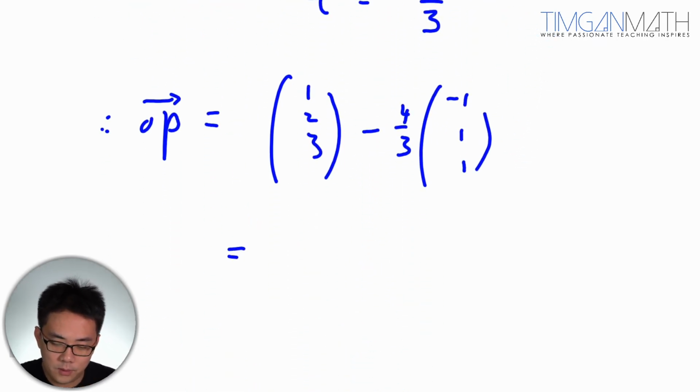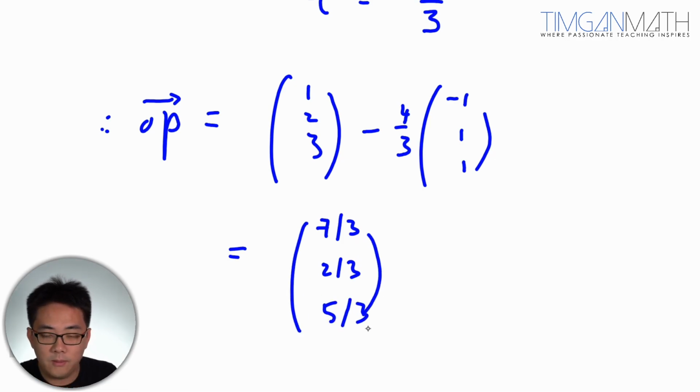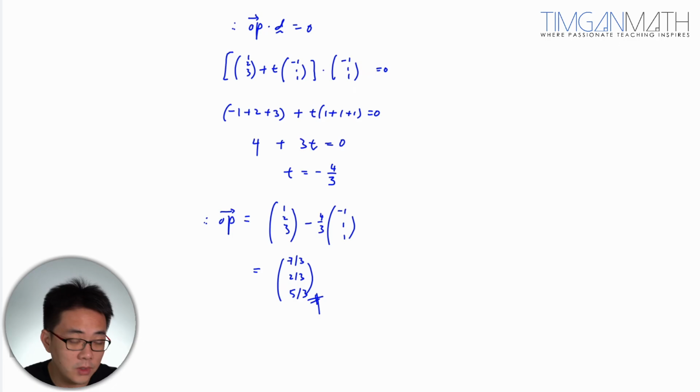So there you go. In calculator, 1 plus 4 over 3 will just be 7 over 3. 2 minus 4 over 3 will be 2 over 3. 3 minus 4 over 3 will be 5 over 3. Okay. So this is how I do this question here proficiently.